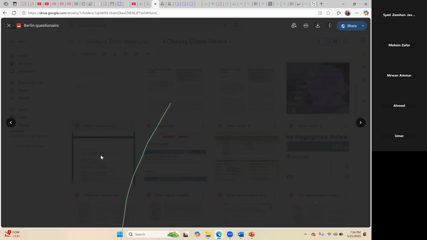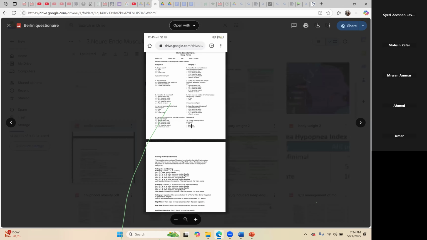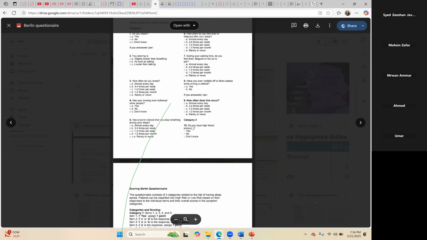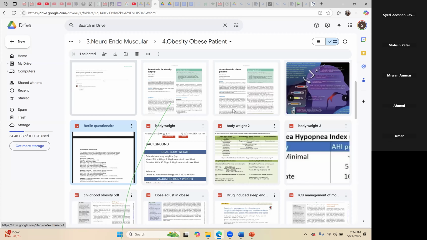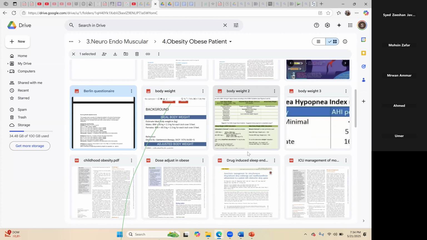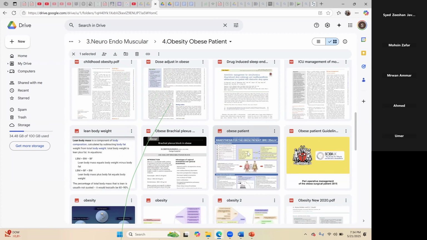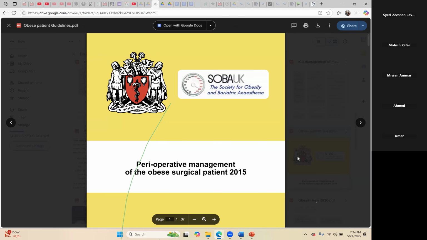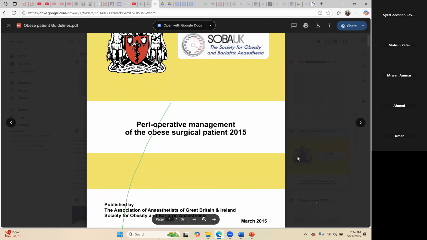For OSA, you can have a lot of scoring systems. One of them is STOP-Bang, and there is the Berlin questionnaire. So you can have points related to obesity here. Yes, this is another very important topic: perioperative management of the obese surgical patient.